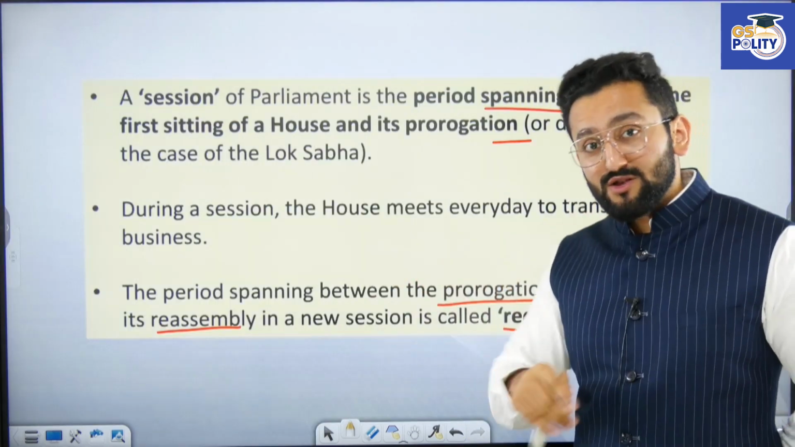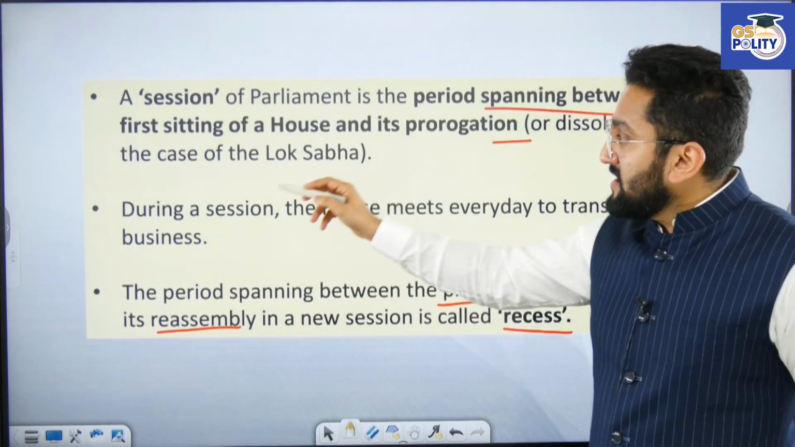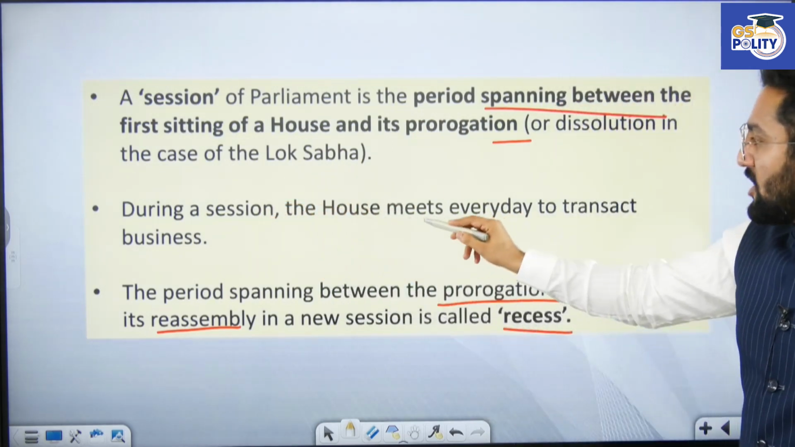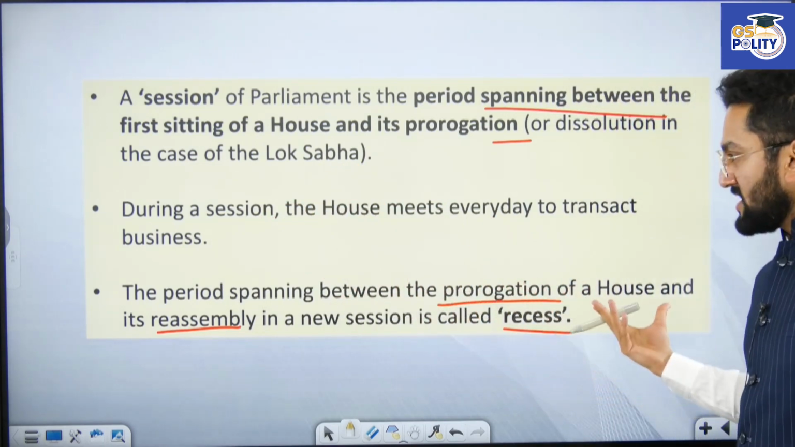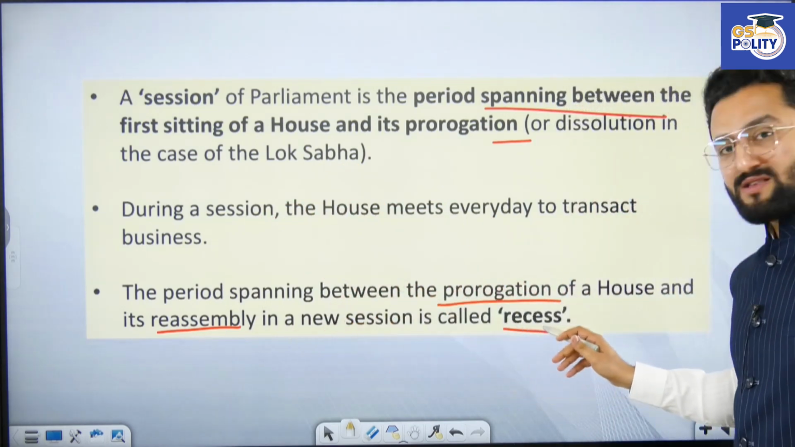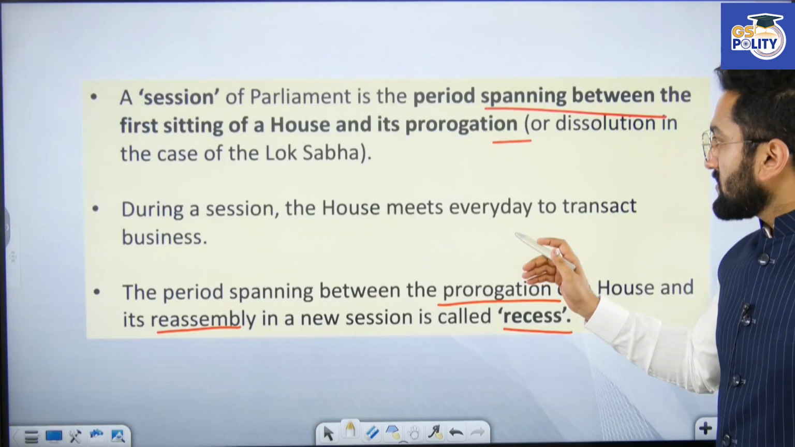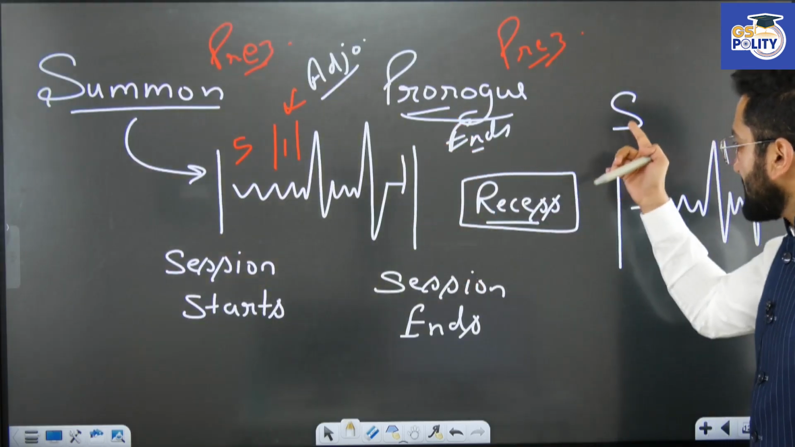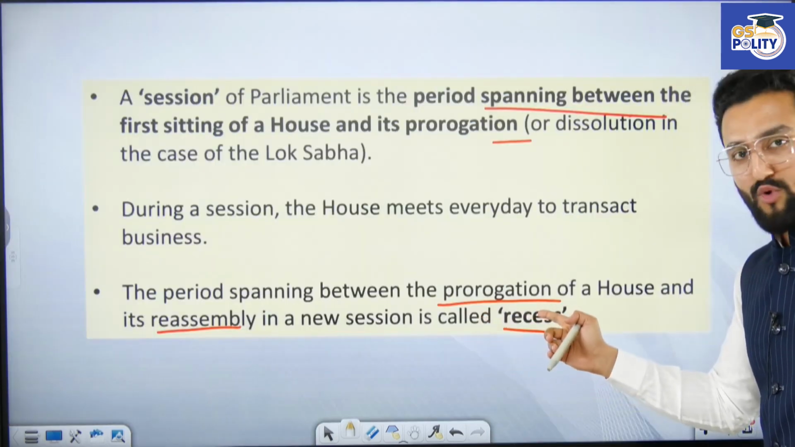These words should be clear because sometimes UPSC play on these words, right? So during a session, the House meets every day to transact business. The period spanning between prorogation and reassembly of the new session is recess. I think it is clear to you now. Prorogation and reassembly of new session, this period is known as recess. This is the third point. Clear?